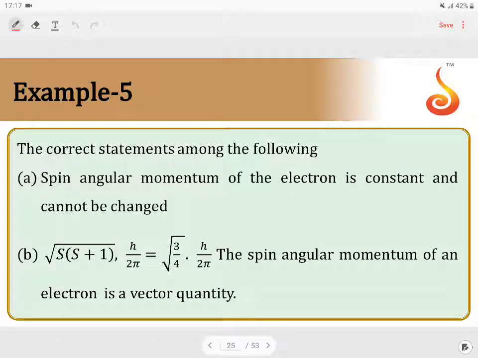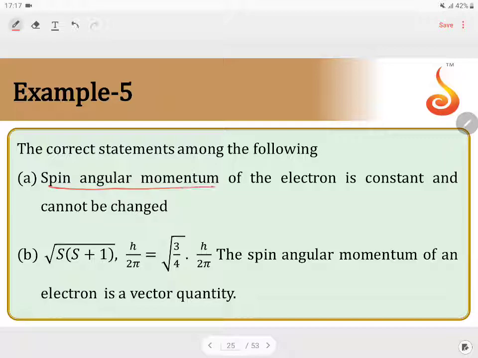Example number 5. The correct statements among the following. We have to choose which of the statements are correct. The first statement: the spin angular momentum of the electron is a constant and it cannot be changed.